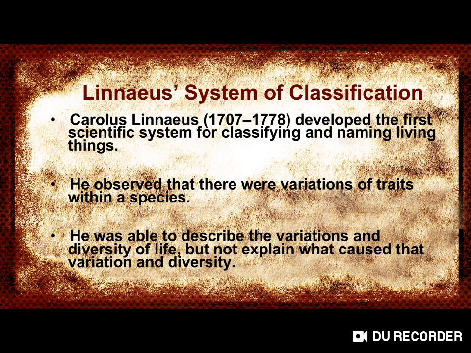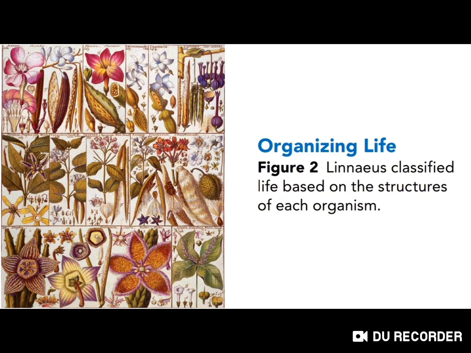Linnaeus' system of classification. Carolus Linnaeus, who lived from 1707 to 1778, developed the first scientific system for classifying and naming living things. He observed that there were variations of traits within a species. He was also able to describe the variations and diversity of life, but not explain what caused that variation and diversity. This is the system he developed, organizing life. He classified life based on the structures of each organism.